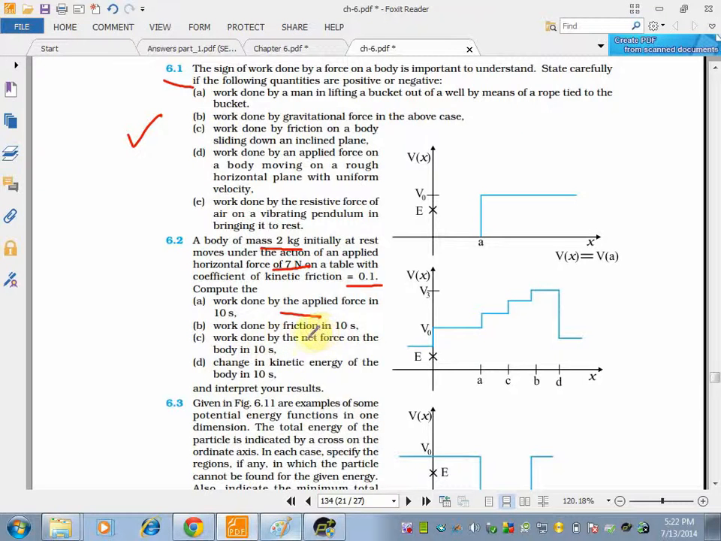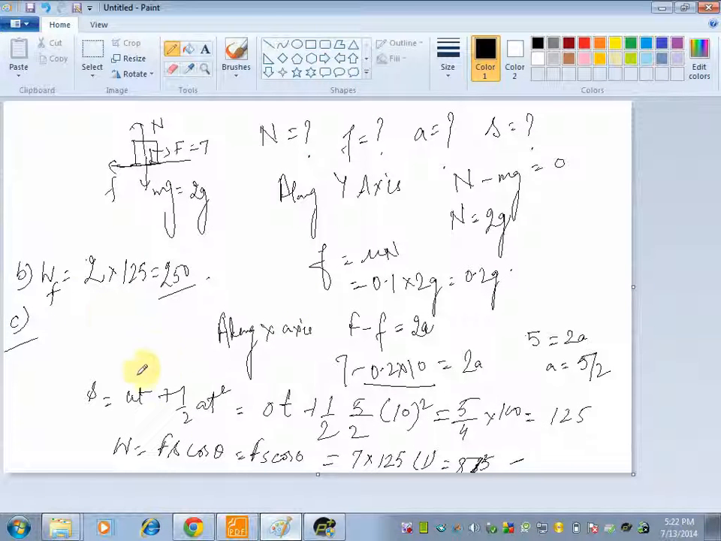See now. Work done by net force in 10 seconds. What is the net force? Where is the net force? This is the net force, and this is 7 minus 2, that is 5. So work done here is 5 into 125. This will be 625.